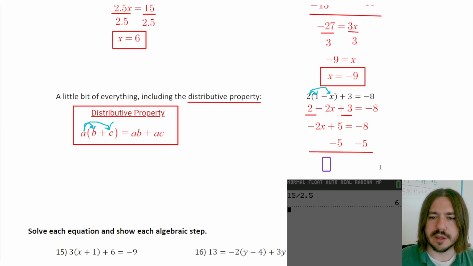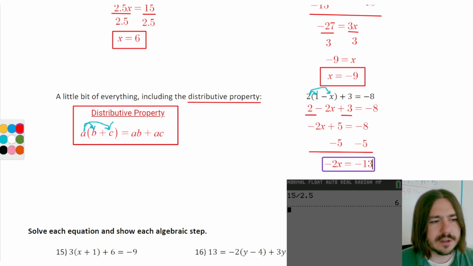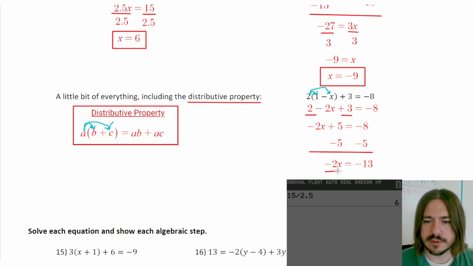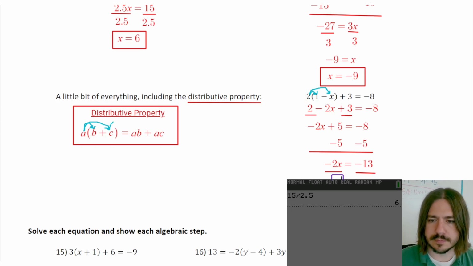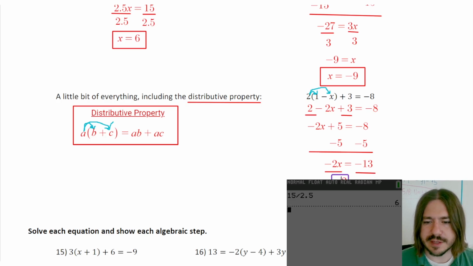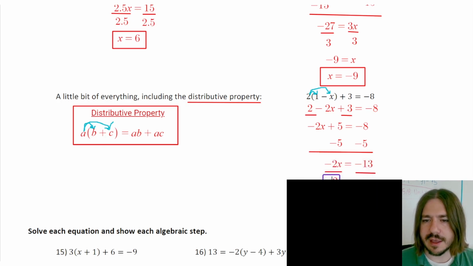Okay, so that's going to give me negative 2x equals negative 13. And then I want to divide both sides by negative 2. That's going to isolate x for me. Notice how I'm showing every step. I'm not skipping anything, and I really encourage you to show all your steps.